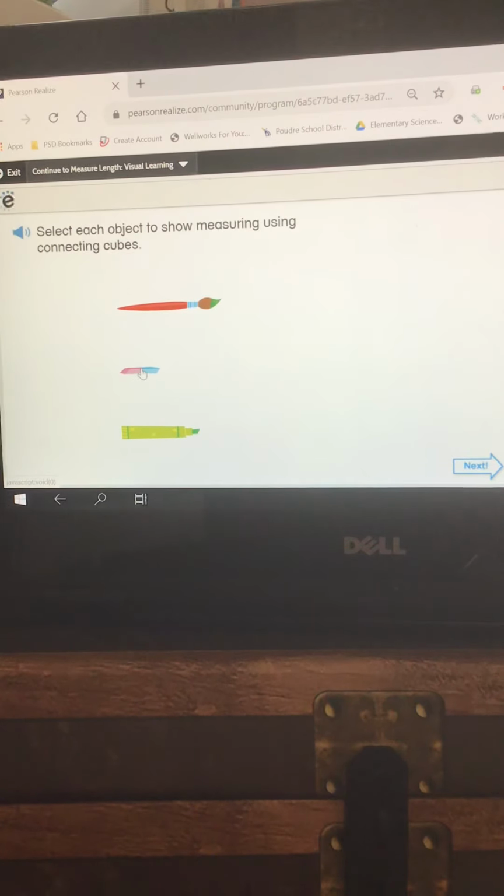Okay, select each object to show measuring using connecting cubes. The eraser is about 3 cubes long. The marker is about 6 cubes long. How many do you think the paintbrush is? If the marker is 6, how many do you think the paintbrush is? The paintbrush is about 8 cubes long.